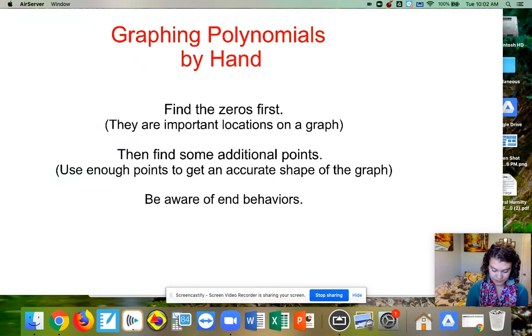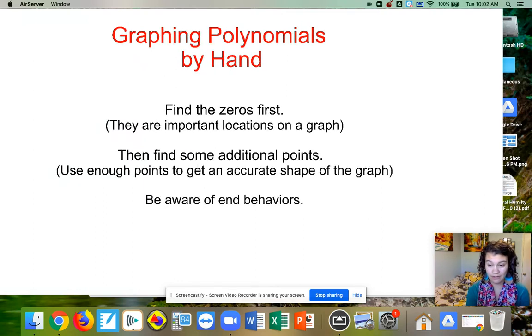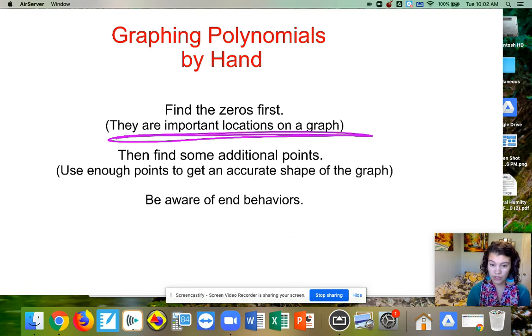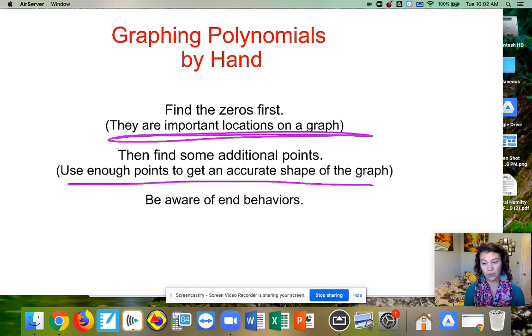All right, so we're going to talk about how to sketch a graph by hand. The first thing you want to do is find the zeros first, because that's the easiest thing to plot on the graph. After that, you want to think about what the general look will look like. So plug in some other points. So if your zeros are at 1 and 2, plug in like 0 and 3 and -1 to get an idea of what's happening. And then at the end, think of end behaviors, which we talked about before.